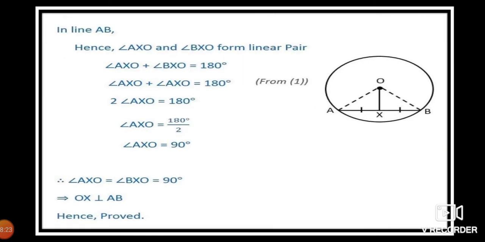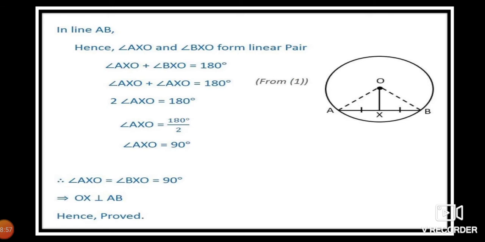Next, since AB is a line, angles AXO and BXO form a linear pair. I told you the definition of linear pair in the previous classes. Linear means a straight line. In a straight line, the sum of the two angles formed equals 180 degrees. Such angles we call a linear pair of angles. So here angle AXO plus angle BXO equals 180 degrees.